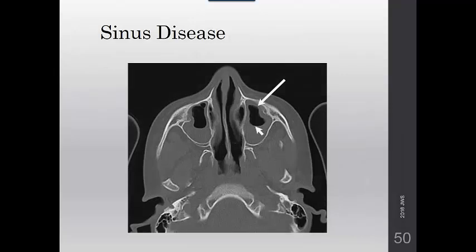On this axial view, you can see what's called mucosal thickening, which is the mucosal lining of the maxillary sinus that's inflamed. Sometimes a fluid level will form. This could be a combination of both inflammation and fluid level, but it looks more like inflammation. The white arrows here show the lining is inflamed, and this could be a fluid level, but it really looks like this whole lining is inflamed.